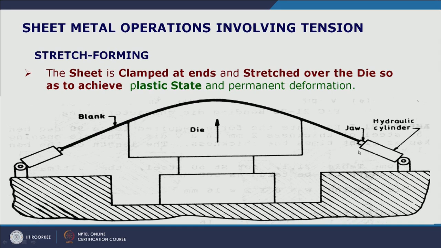The sheet metal is held at the ends using a flexible arrangement, where, say, hydraulic cylinders are used to allow a little bit of movement, and when the die is pushed through the sheet metal, it develops tensile stresses, which in turn leads to the situation where the sheet metal takes the shape of the die. So, the sheet metal in this case is clamped at the ends, and it is stretched over the die so as to achieve the plastic state and permanent deformation of the sheet metal.